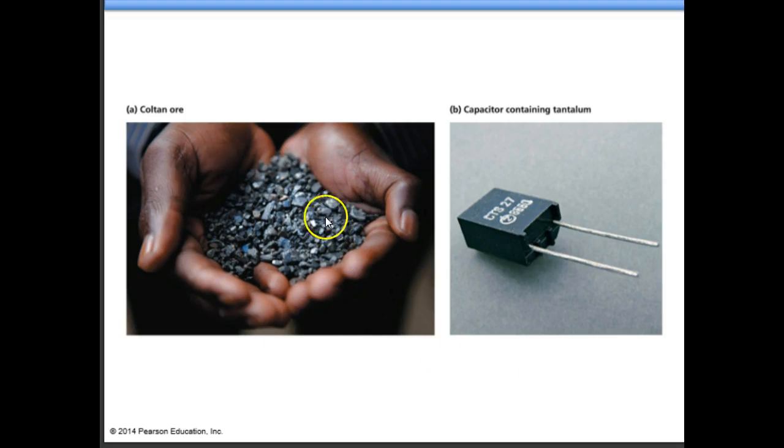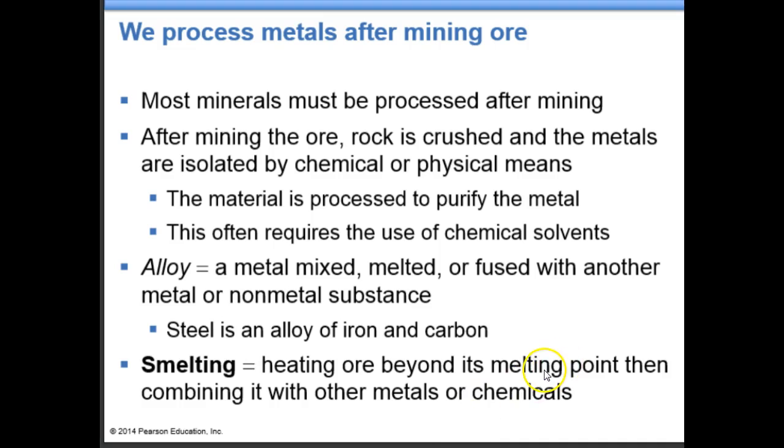So this is what coltan ore looks like, and this is what a capacitor that contains this ore looks like, used to run your cell phones and your devices. Most minerals must be processed after mining. They pull them out and then put them through another process in order to extract the minerals. After mining the ore, the rock is crushed and the metals are isolated by chemical and physical means. Chemicals are added, and then there are physical steps like further crushing and filtering.